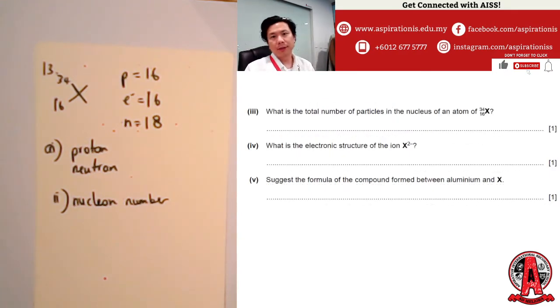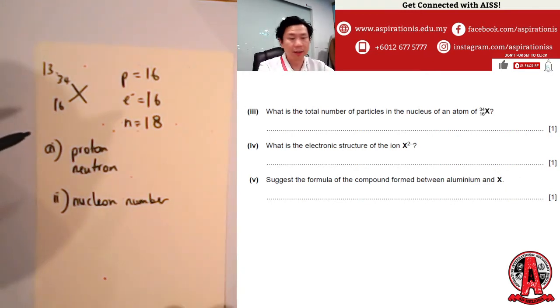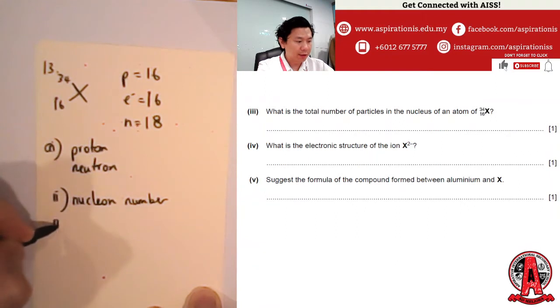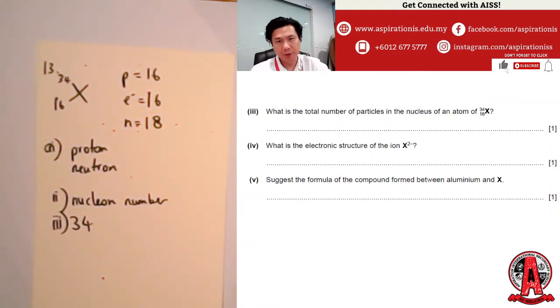Part 3. What is the total number of particles found in the nucleus? Well, that is the nucleon number, which is on the top left corner of X. So this is just 34. This question is just really testing you on your basics. This is the proton number and this is the nucleon number. Although there are 16 electrons, you can't say that this is the electron number.